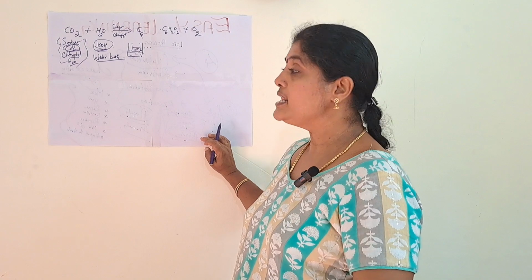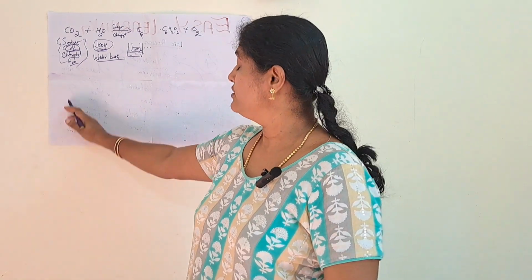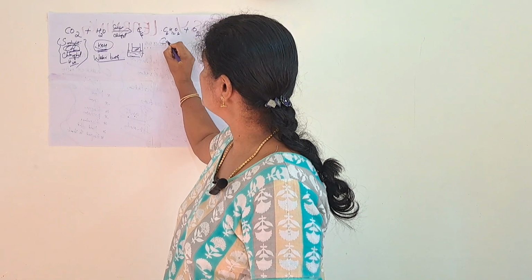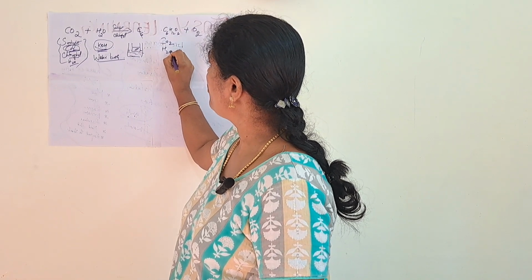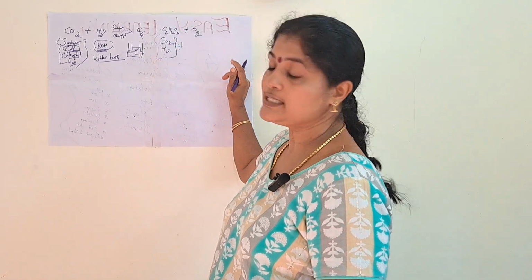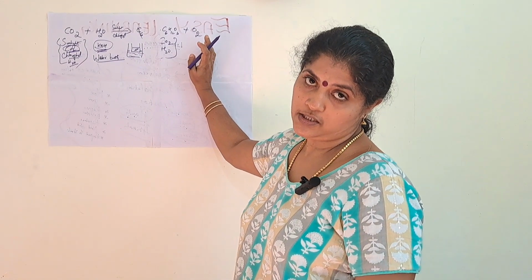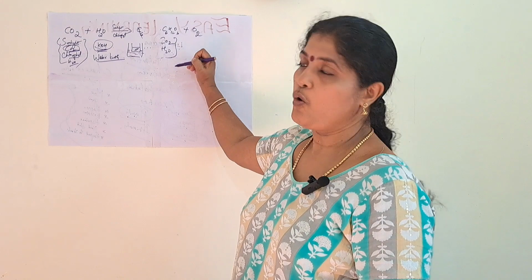So the raw materials which are necessary for the process of photosynthesis are carbon dioxide and water. These are the two raw materials which are needed for the process of photosynthesis. Okay, carbon dioxide and water.